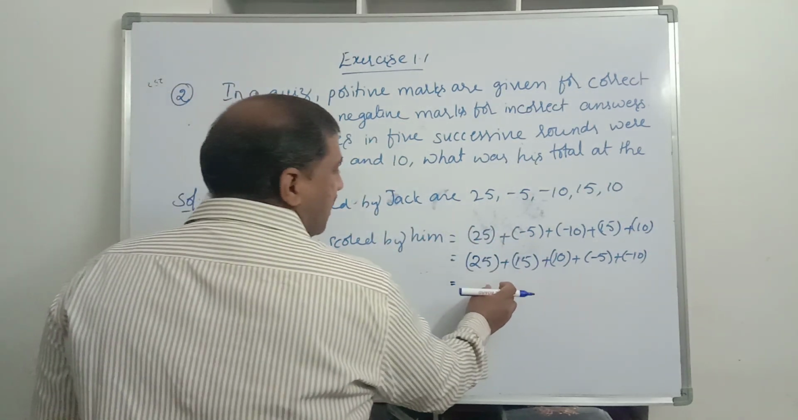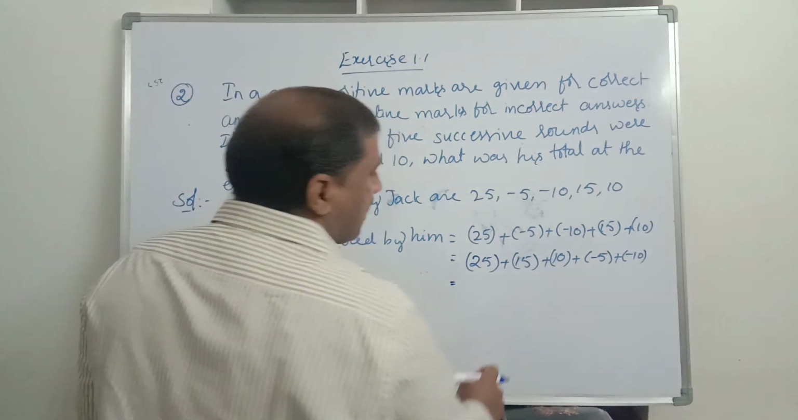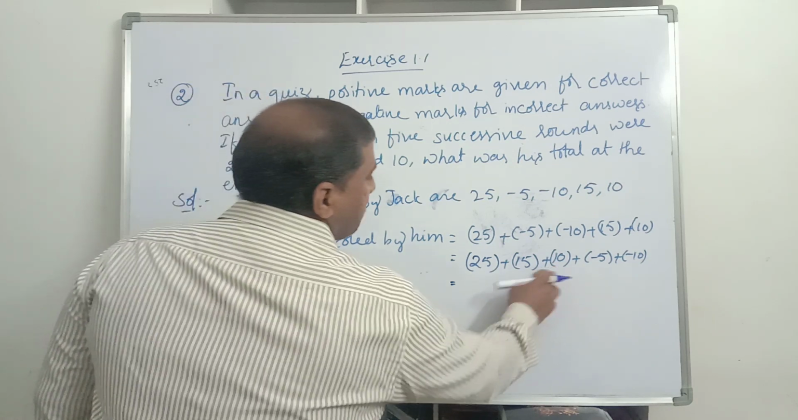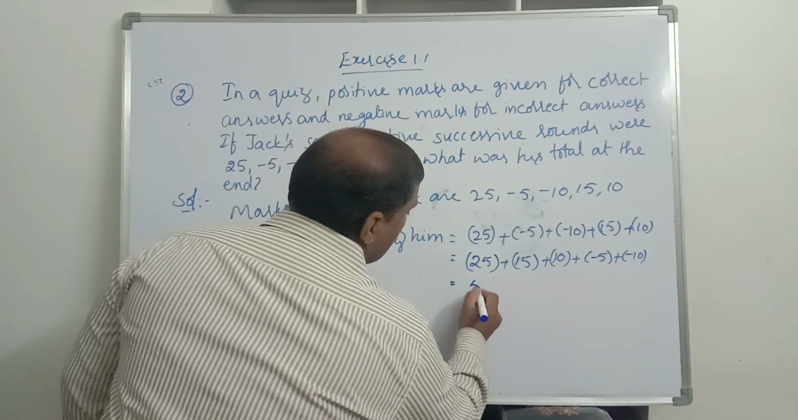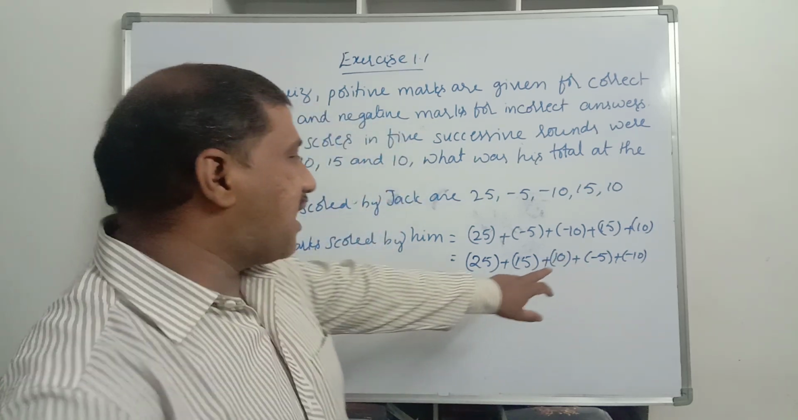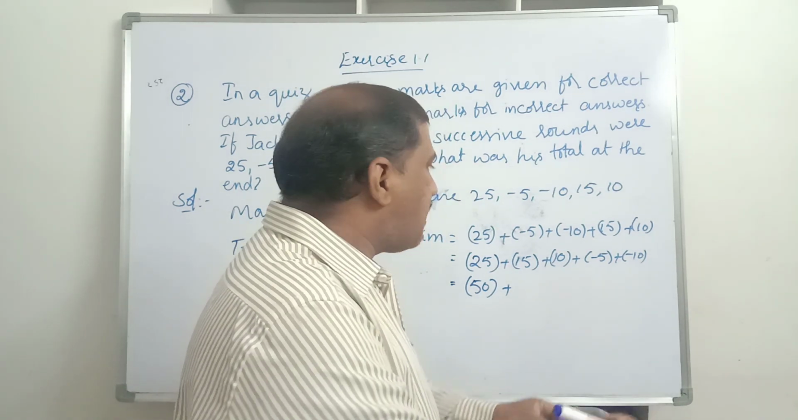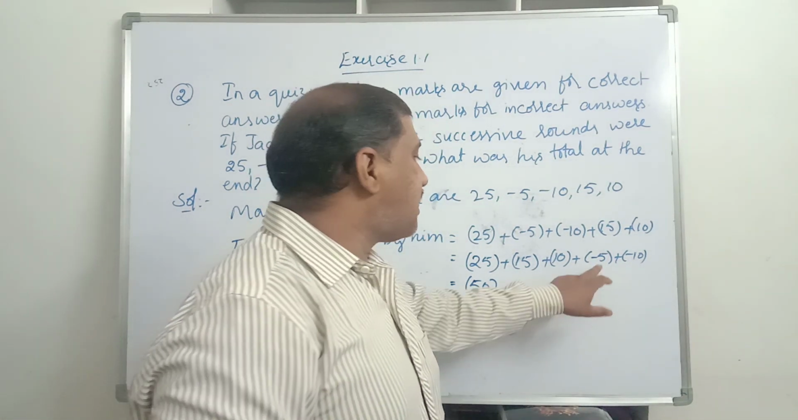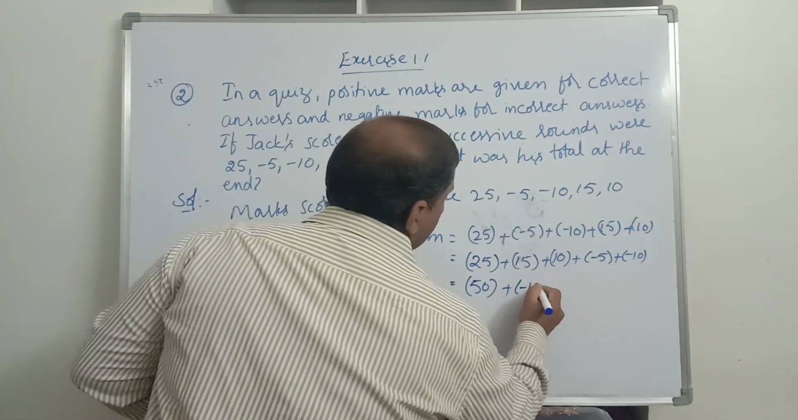Add all positive integers. 25 plus 15 is 40. 40 plus 10 is 50. Or 10 plus 15 is 25, and 25 plus 25 is 50. We got plus 50. Then add the negative integers, minus 5 and minus 10. How do we add two negative integers? Just add the numbers and take the common sign. That is 5 plus 10, 15, so it is minus 15.